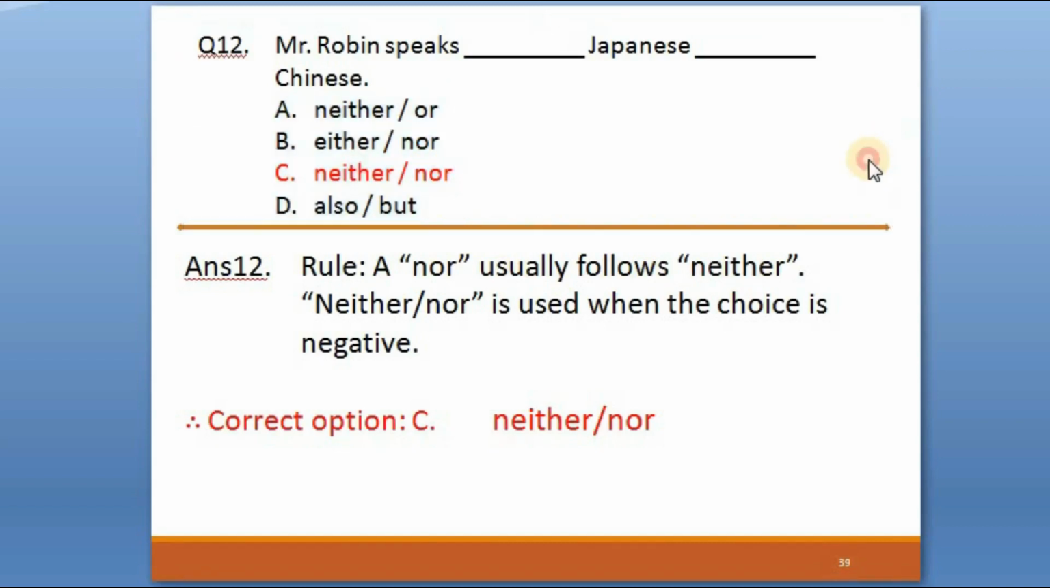So neither nor is used when the choice is negative, right? So Robin speaks neither Japanese nor Chinese. So the correct option is C, that is nor. Now let's move to the next question. Question 13.